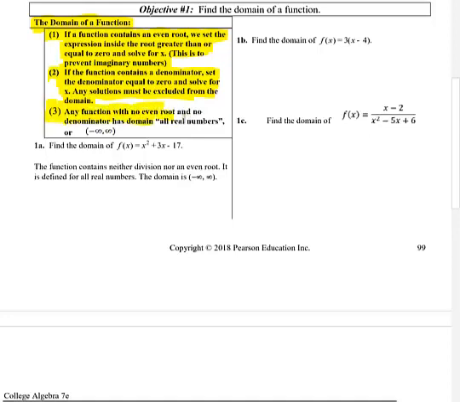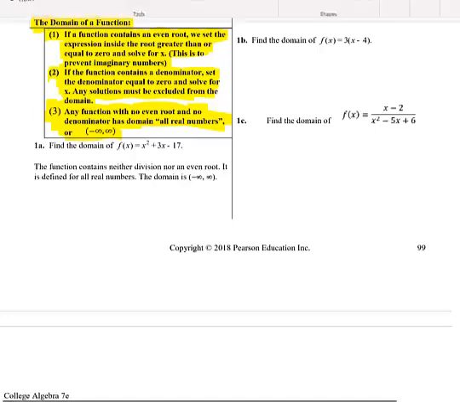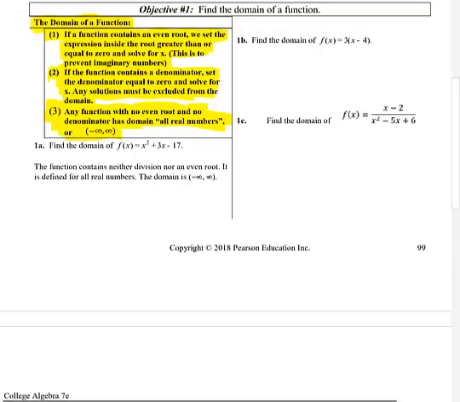And then the very last step is, if you didn't see an even root and you didn't see a denominator that has x, then the domain is all real numbers, because that means there's nothing possible that could go wrong. You can put whatever values you want in for x. It's fine. So that's the overall idea. But maybe we'll start out with some examples here.